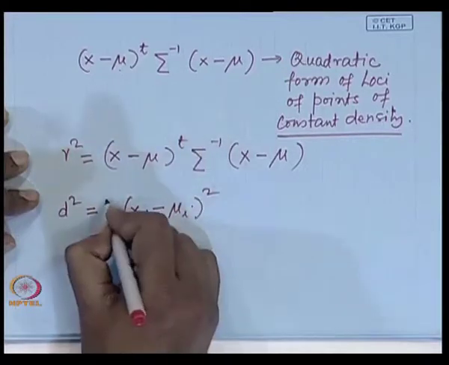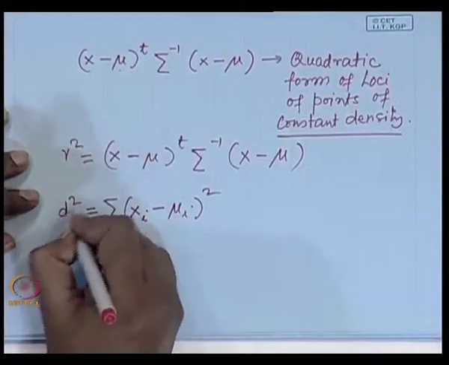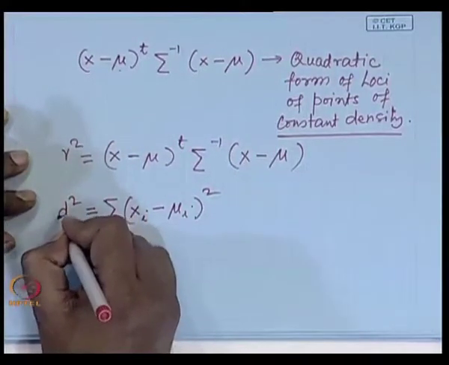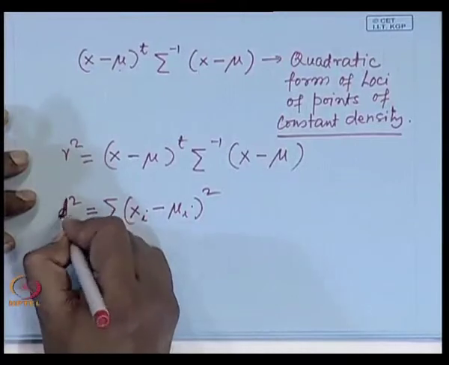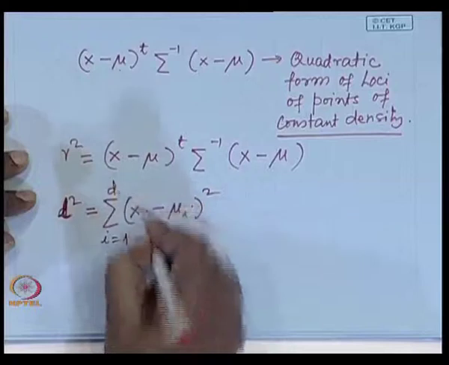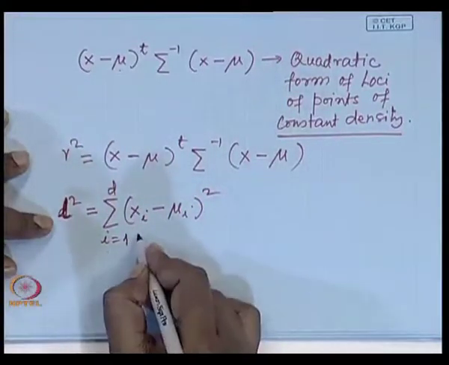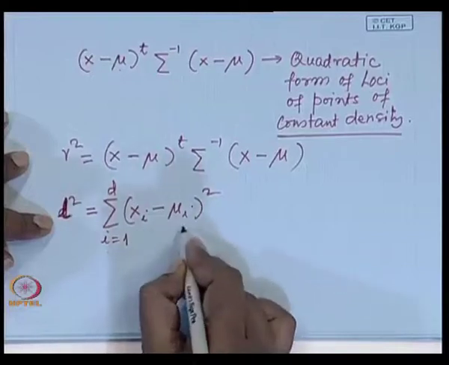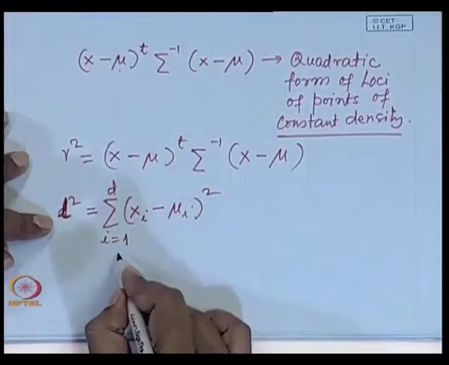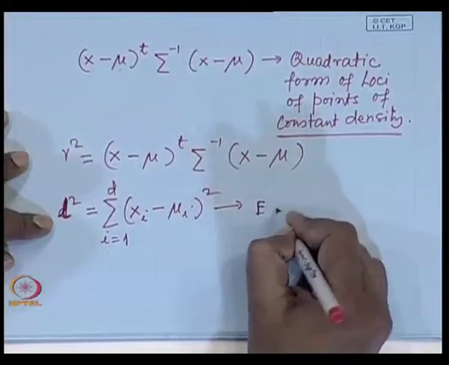over i, instead of calling it d, let me call it say L, where i is equal to 1 to d, because we are assuming our vectors are d dimensional. Okay. So, this L square is equal to the summation of (x_i minus mu_i) square from i equal to 1 to d. This is what is our Euclidean distance.